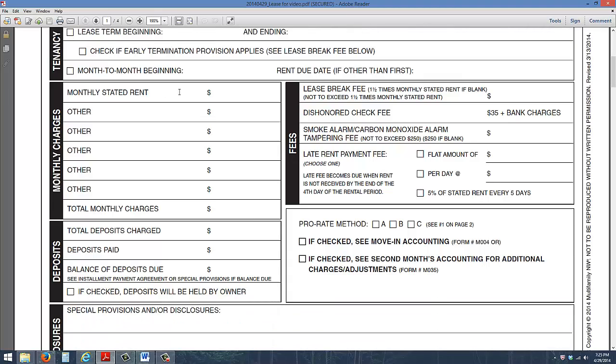Your monthly rent charges will be specified in this section. Over here you have your rent payment. If there are any other recurring charges that you have on a monthly basis, they will be described here and listed here, which will give you your total monthly charges.